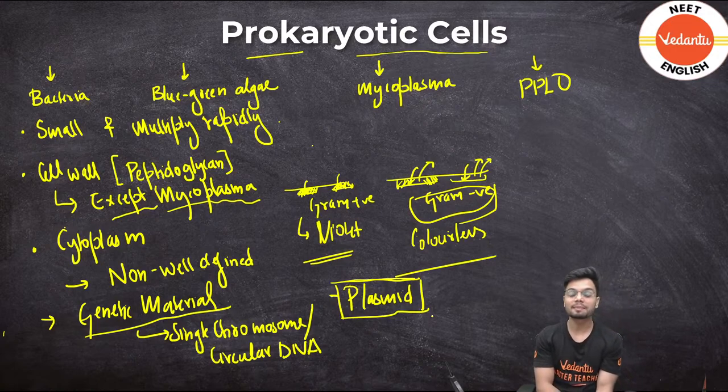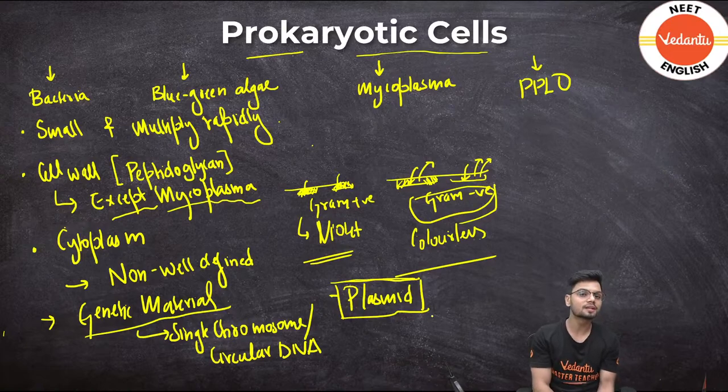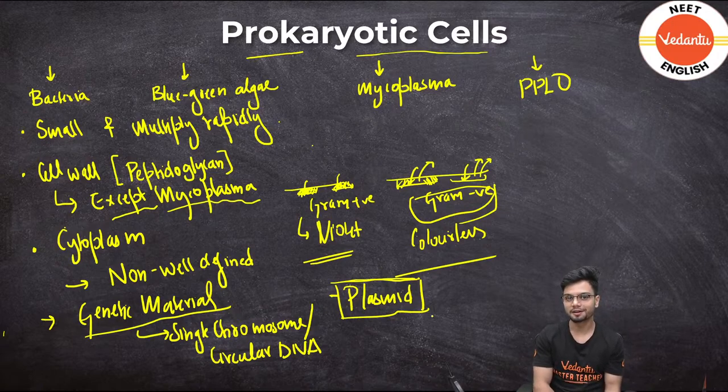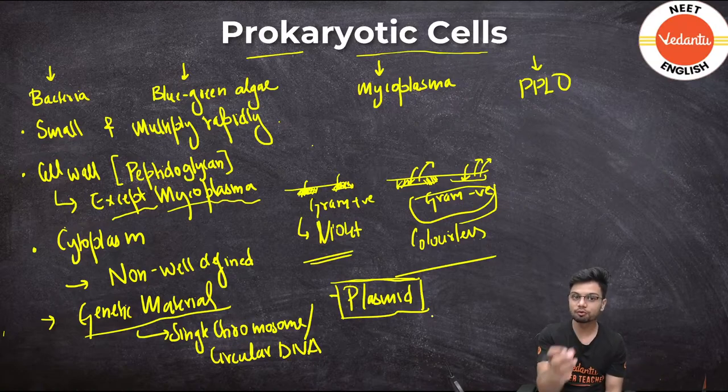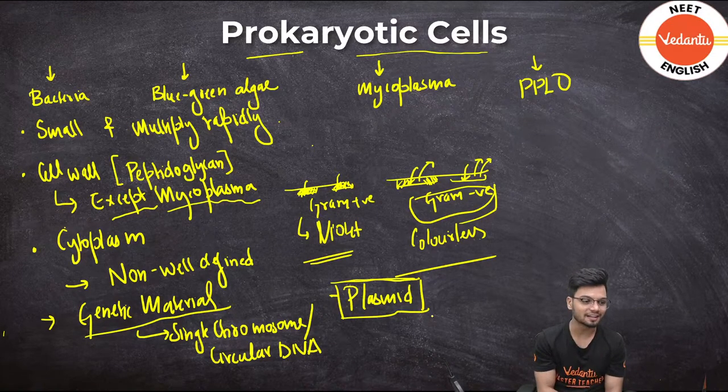It doesn't get stained by safranin because the lipid layers are closing. But if you notice under the microscope, see, Percy, you're asking a very amazing doubt. The reason I said colorless here is because your NCERT says colorless. But if you look under the microscope, or if you Google right now, you will see gram negative is actually a little red in color.